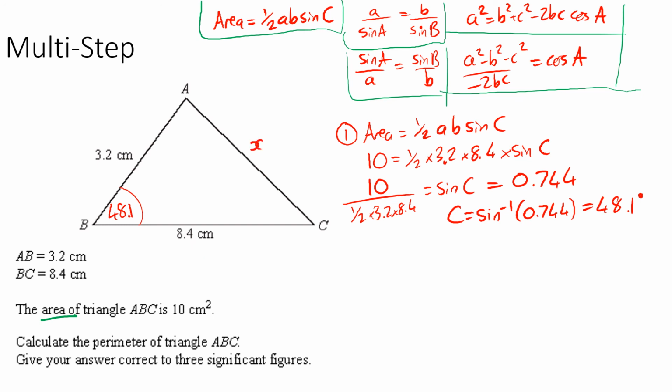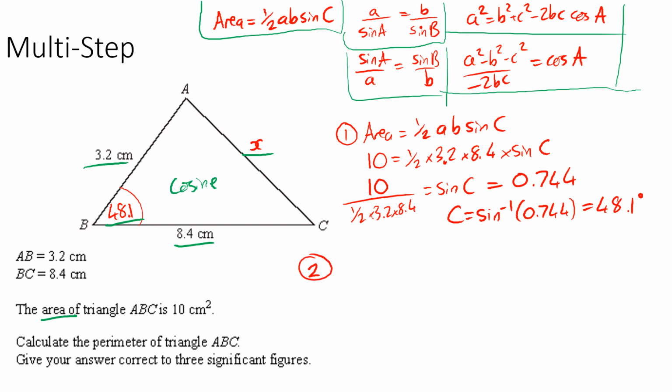Let's get rid of some of our labels. Now, what do we want to do here? We have got one, two, three sides, and we've got one angle. Three sides, one angle, that's the cosine rule. If it was two sides, two angles, we'd be using sine. So to finish this off, we're going to use the cosine rule.